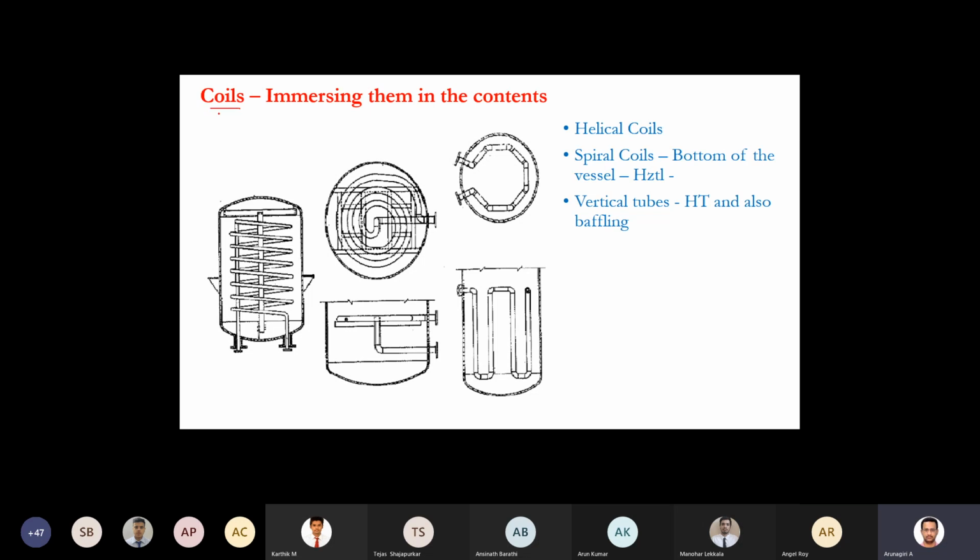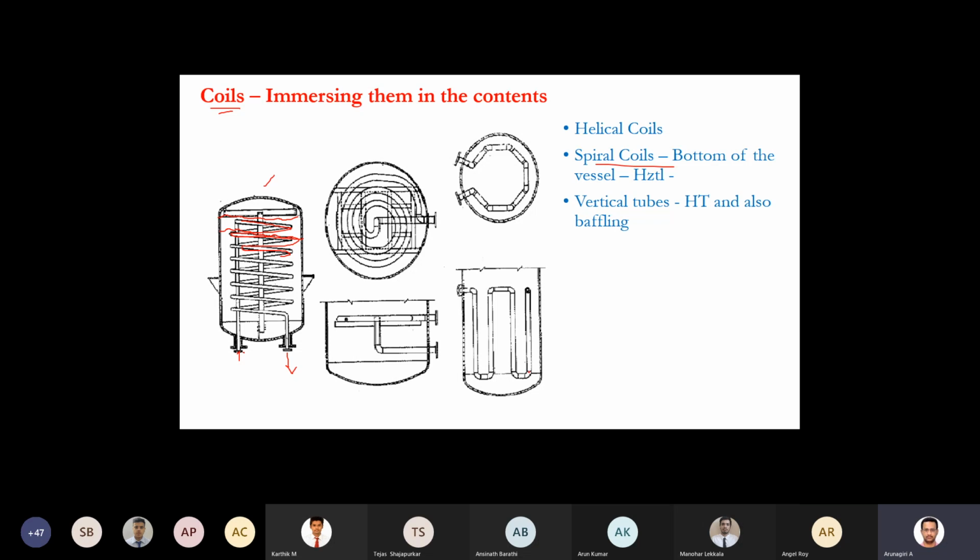Next, we can see the coils. Coils, as I said, are normally used inside the vessel. So we are immersing them in the contents, the liquid contents. This may be a helical coil, spiral coil, or vertical tubes. This is a very good example of a helical coil arrangement. This is liquid in, this is liquid out. It goes up and is circulated like this. Up to this level you have liquid content. That is a helical coil arrangement.